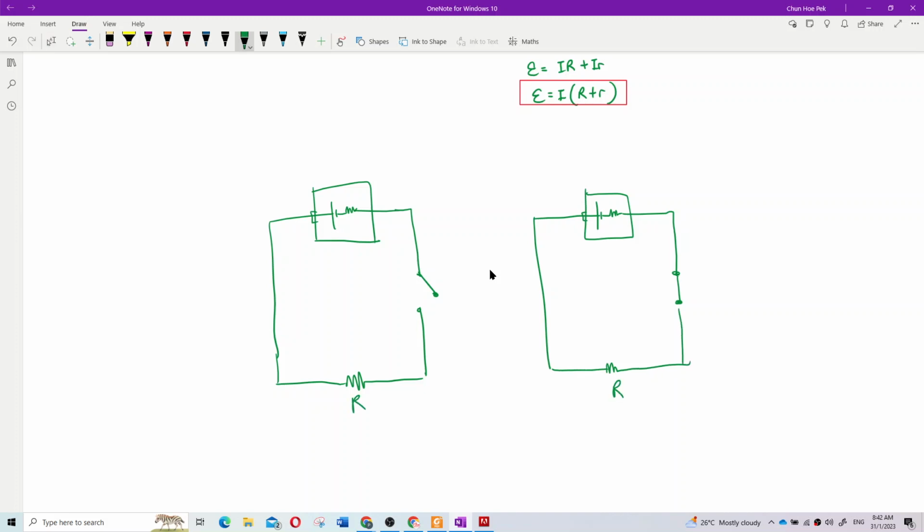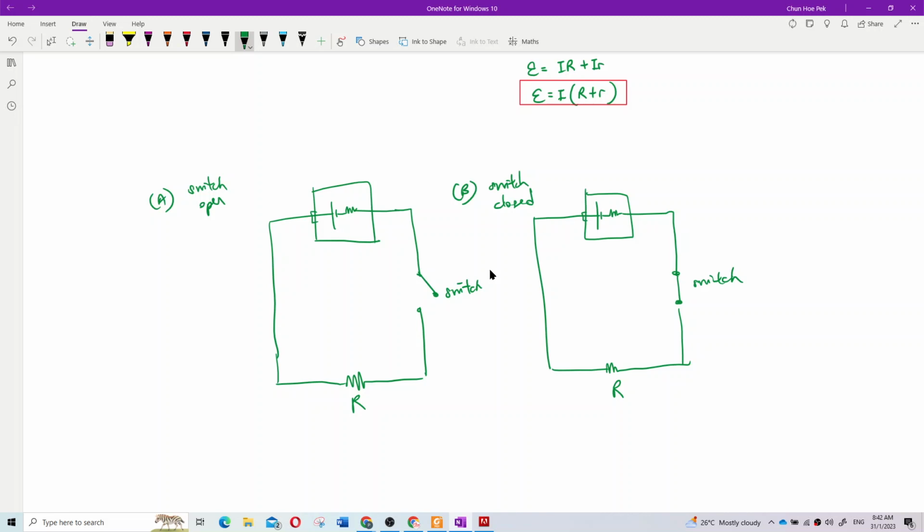There are two situations here. In this one, the switch is open. In this one, the switch is closed. This is A, this is B. This is the switch.